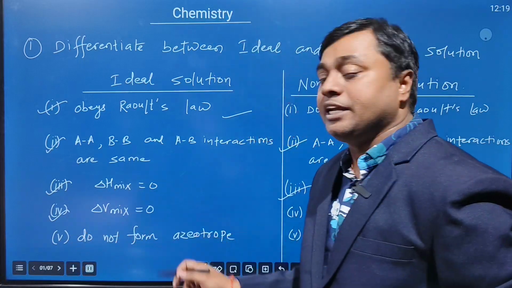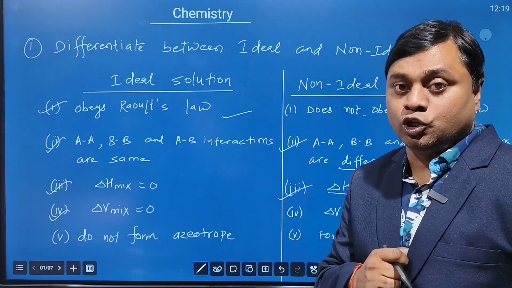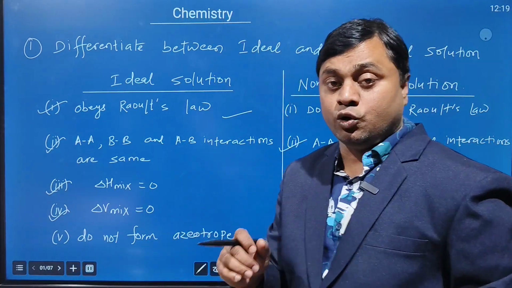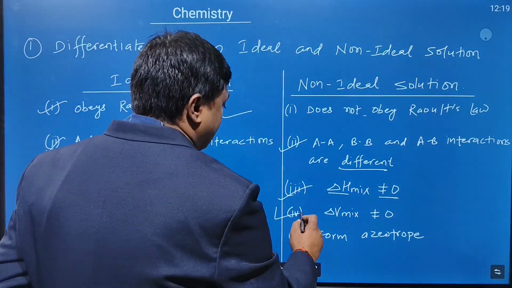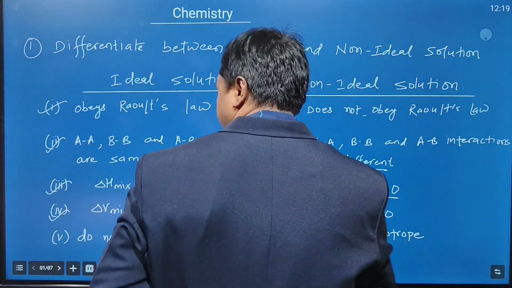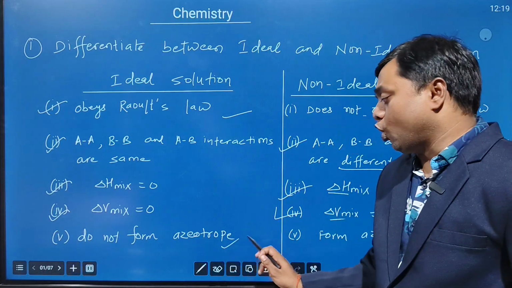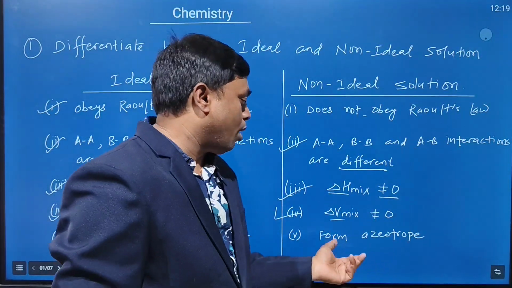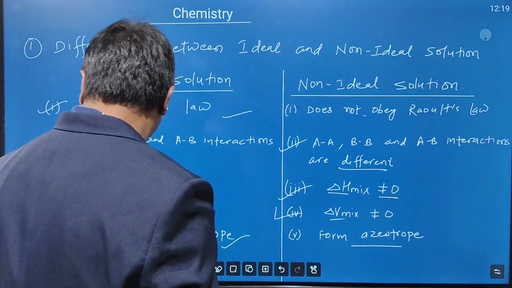Similarly, delta V mixing is 0 in case of ideal solution. Means change in volume is 0. Whereas in non-ideal solution, delta V mixing is not equal to 0. It does not form azeotrope, whereas non-ideal solution forms an azeotrope. Yes or no?